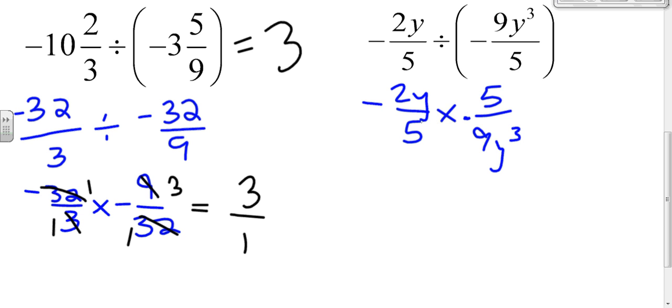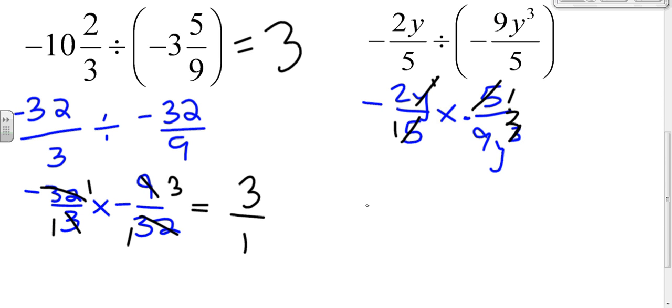I am going to cross-reduce. 5 goes into 5 once. 2 doesn't divide into 9, but we can reduce with these y's here. So remember, this is like y to the first. And if I reduce here, y to the first goes into y to the first one time. And then y to the first, if I reduce that here, remember I'm going to subtract my exponent, so this becomes y to the second.